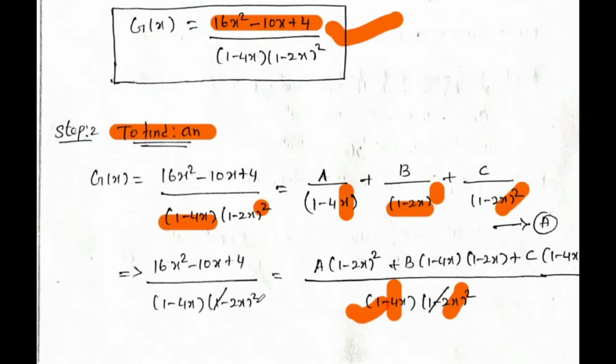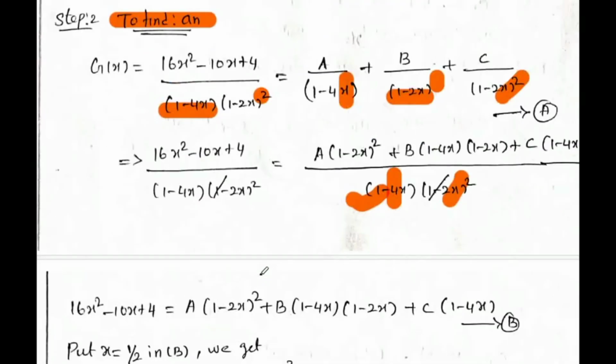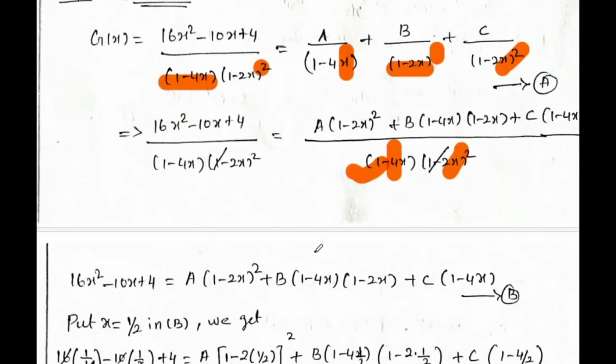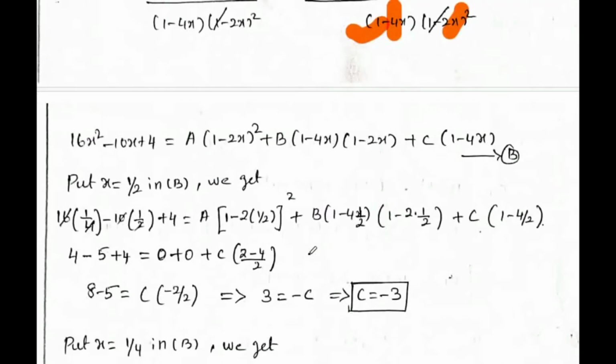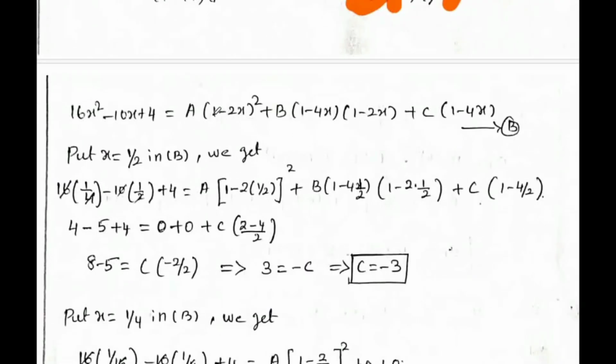Okay, left hand side and right hand side, the denominator value is the same, so both are getting cancelled. We get the numerator value. So we consider this numerator as equation B. Okay, so using equation B, we're going to find the A value, B value, and C value.